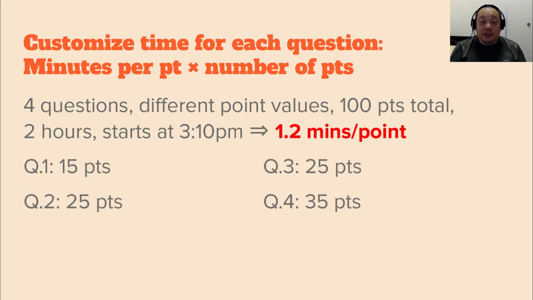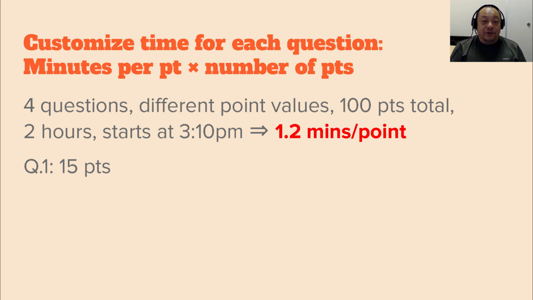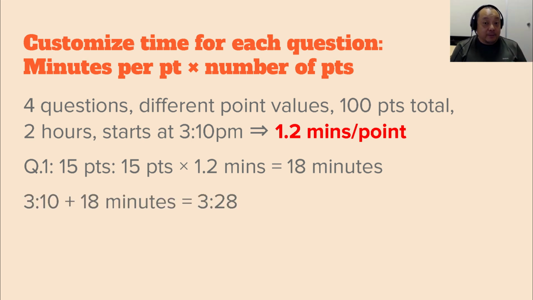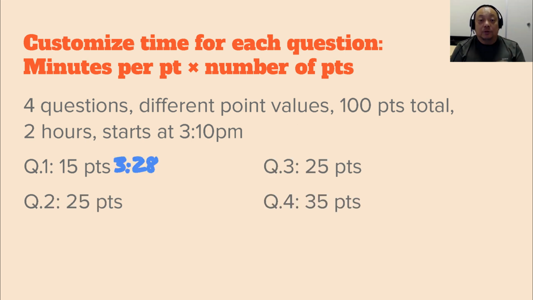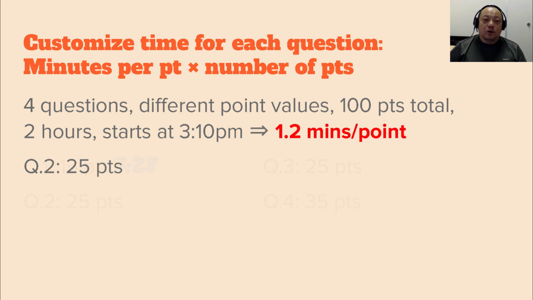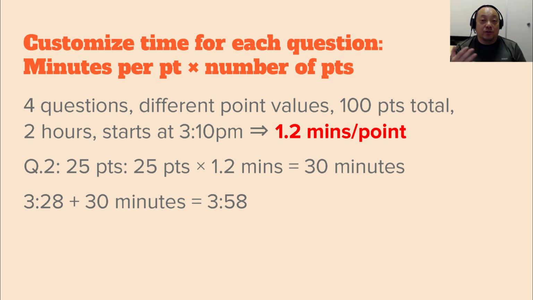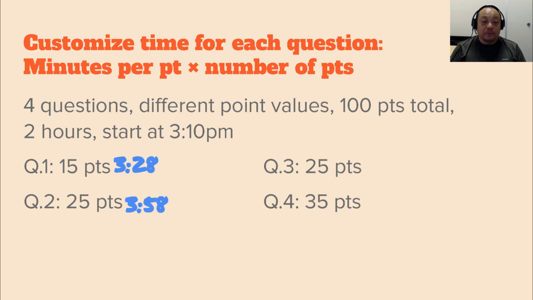Let's look at each of the 4 questions and their point values. Question 1 has 15 points. 1.2 minutes per point times 15 points equals 18 minutes. That starts at 3:10 p.m. plus 18 minutes equals 3:28 p.m. Write that down. We need to finish question 1 by 3:28 p.m. Question 2, 25 points. Times 1.2 minutes equals 30 minutes. 3:28 plus 30 minutes equals 3:58 p.m. Write that down. Question 3 is also 25 points like question 2, so it's also 30 minutes.